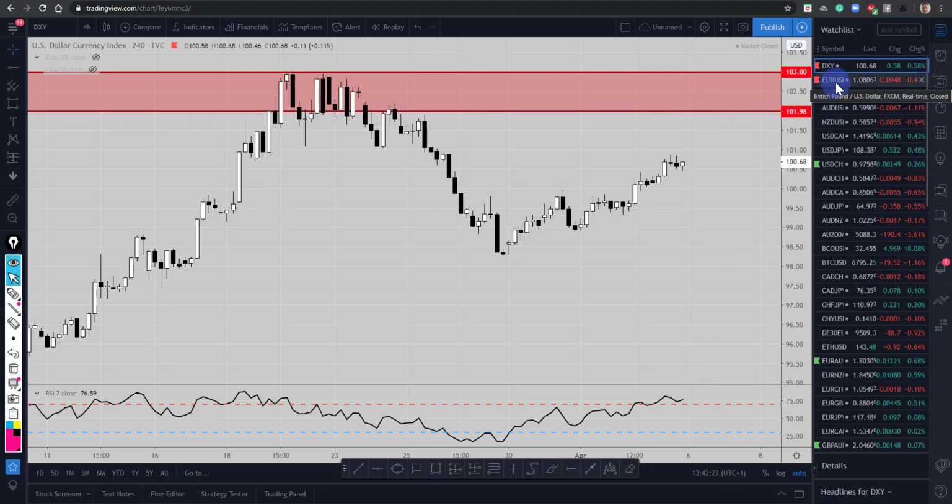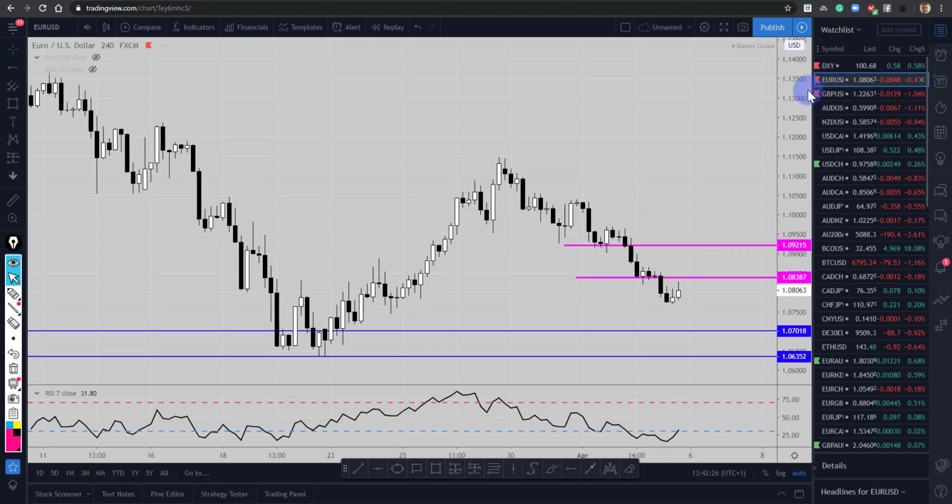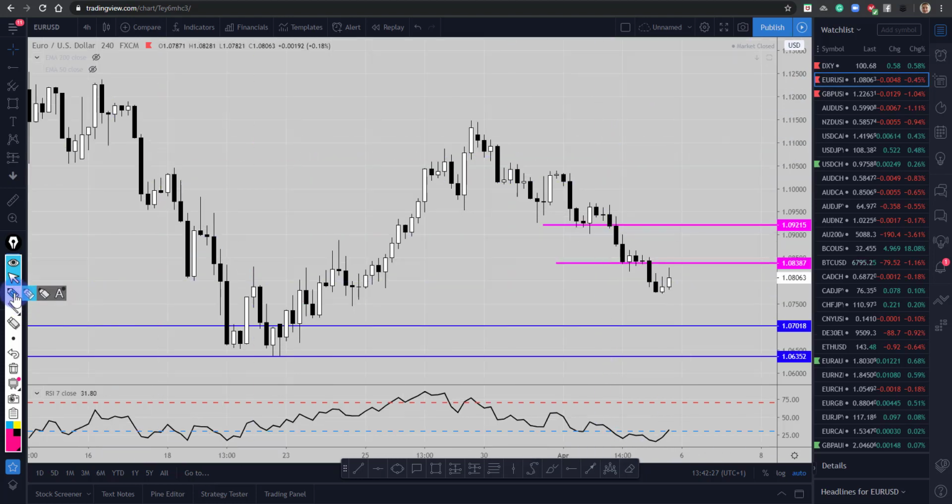Okay, very similar if we go to euro US dollar. I've marked out a few areas already, but you can see these are the key lows where the market double bottomed and rallied from before. So I'm expecting the market to retest this zone, and we are starting to make those lower lows, lower highs.